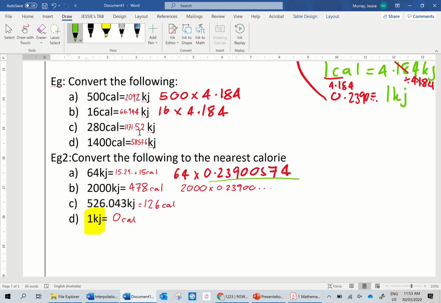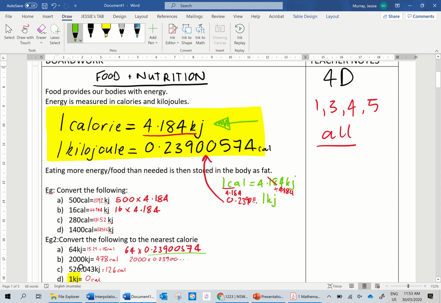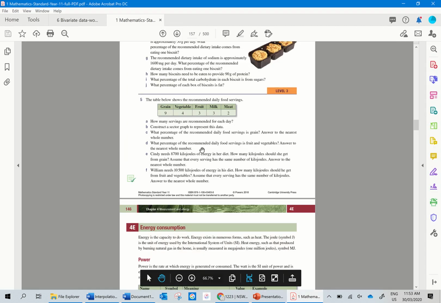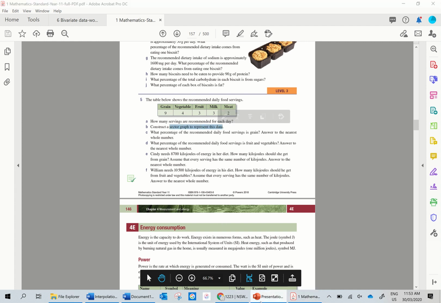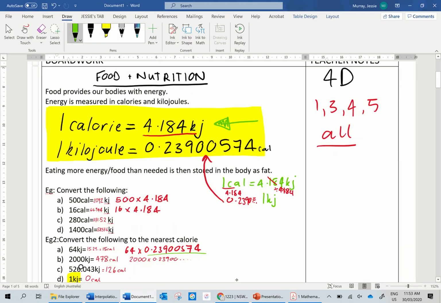I'd like you to have a go at your exercises now. We are on exercise 4D, questions 1, 3, 4 and 5, and I want you to do all of the letters. The only one I don't want you to do, in terms of letters, is you don't need to know how to construct a sector graph, which is 5B. You can do it using software, but don't stress about that one.